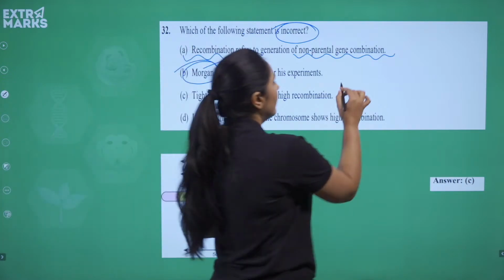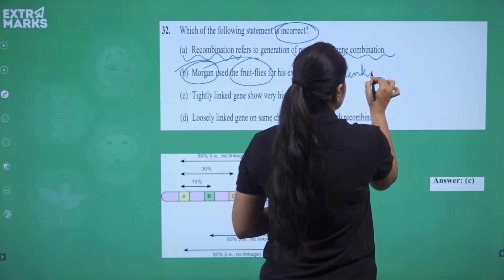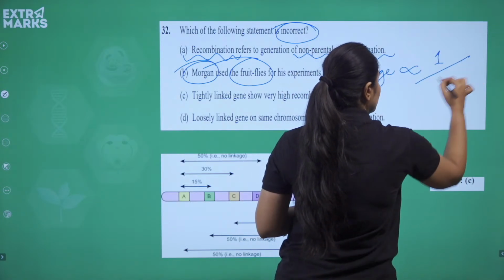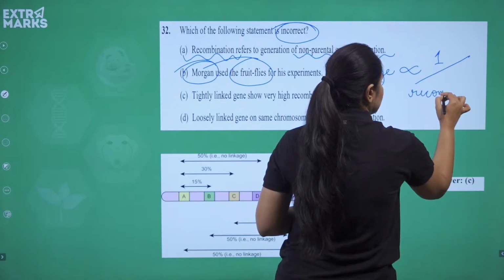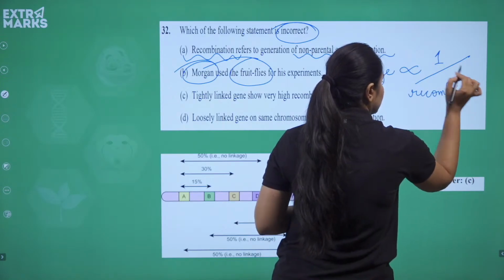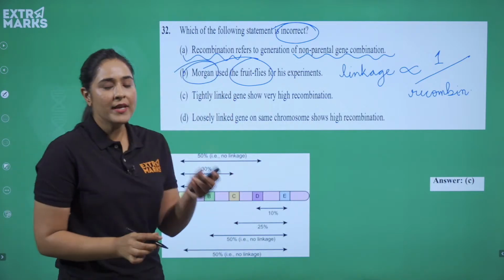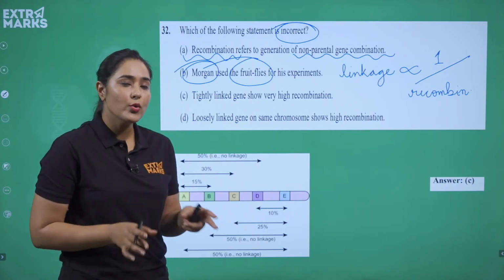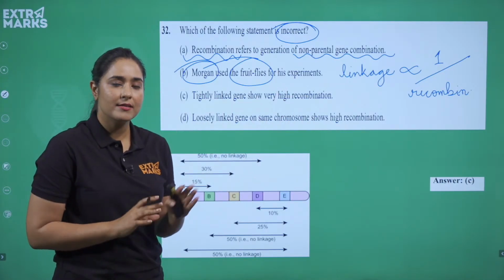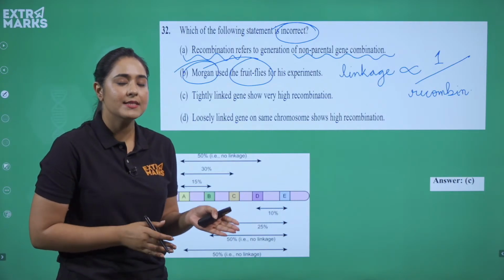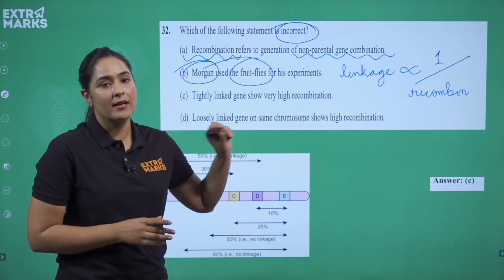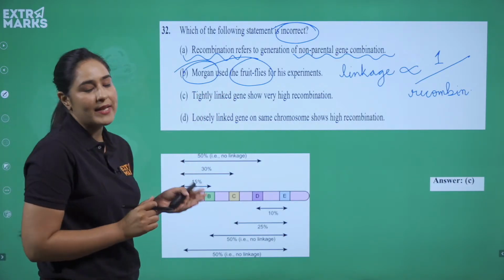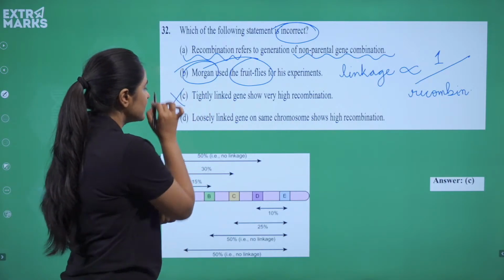So we have a relationship: linkage is inversely proportional to recombination. When we have tightly linked genes, they will have less or no recombination. So we have the relationship between the distance of the genes and the recombination. So this statement says that tightly linked genes show very high recombination. Obviously this statement is incorrect.